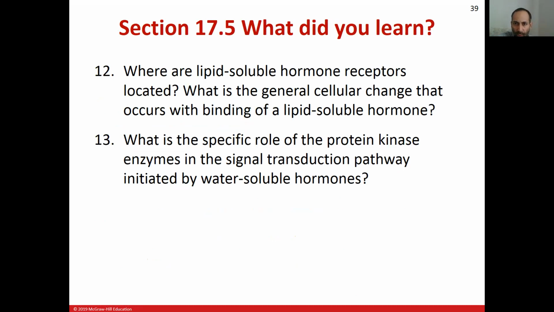Okay, so let's try to answer these questions. Where are lipid-soluble hormone receptors located? So these receptors are located inside of the cell. If you remember, it was in the cytoplasm. That's where the lipid-soluble hormone attached to those receptors, okay? What is the general cellular change that occurs with binding of a lipid-soluble hormone? The DNA is affected and how it translates into protein. The protein synthesis is affected here.